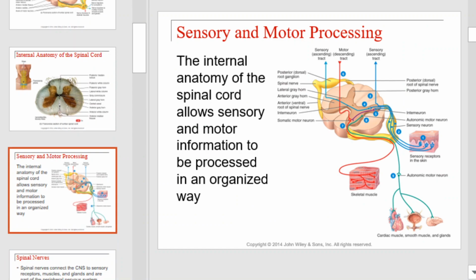Sensory and motor processing. The internal anatomy of the spinal cord allows sensory and motor information to be processed in an organized way. Here we see incoming sensory information. We see it processed as it enters the spinal cord and a response generated exiting the opposite side.